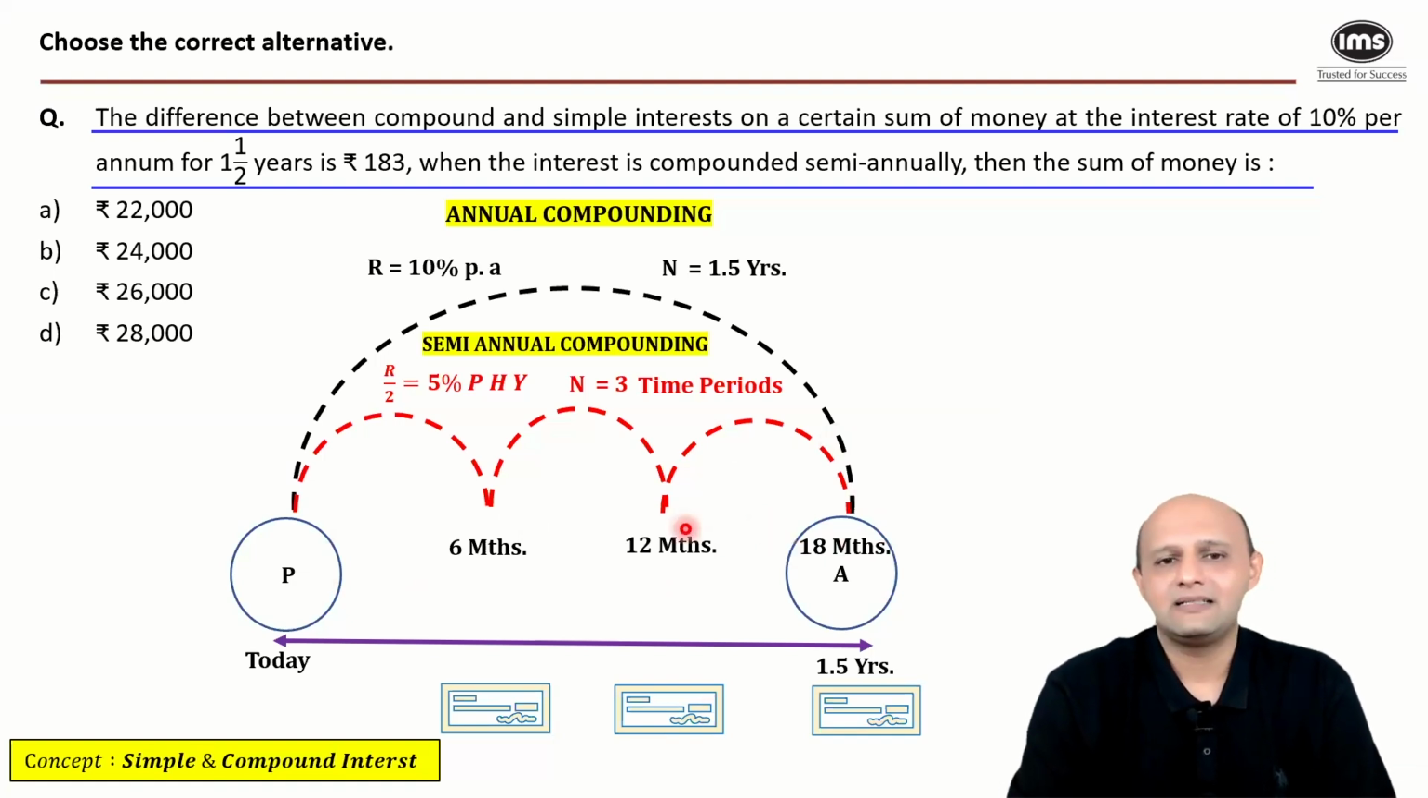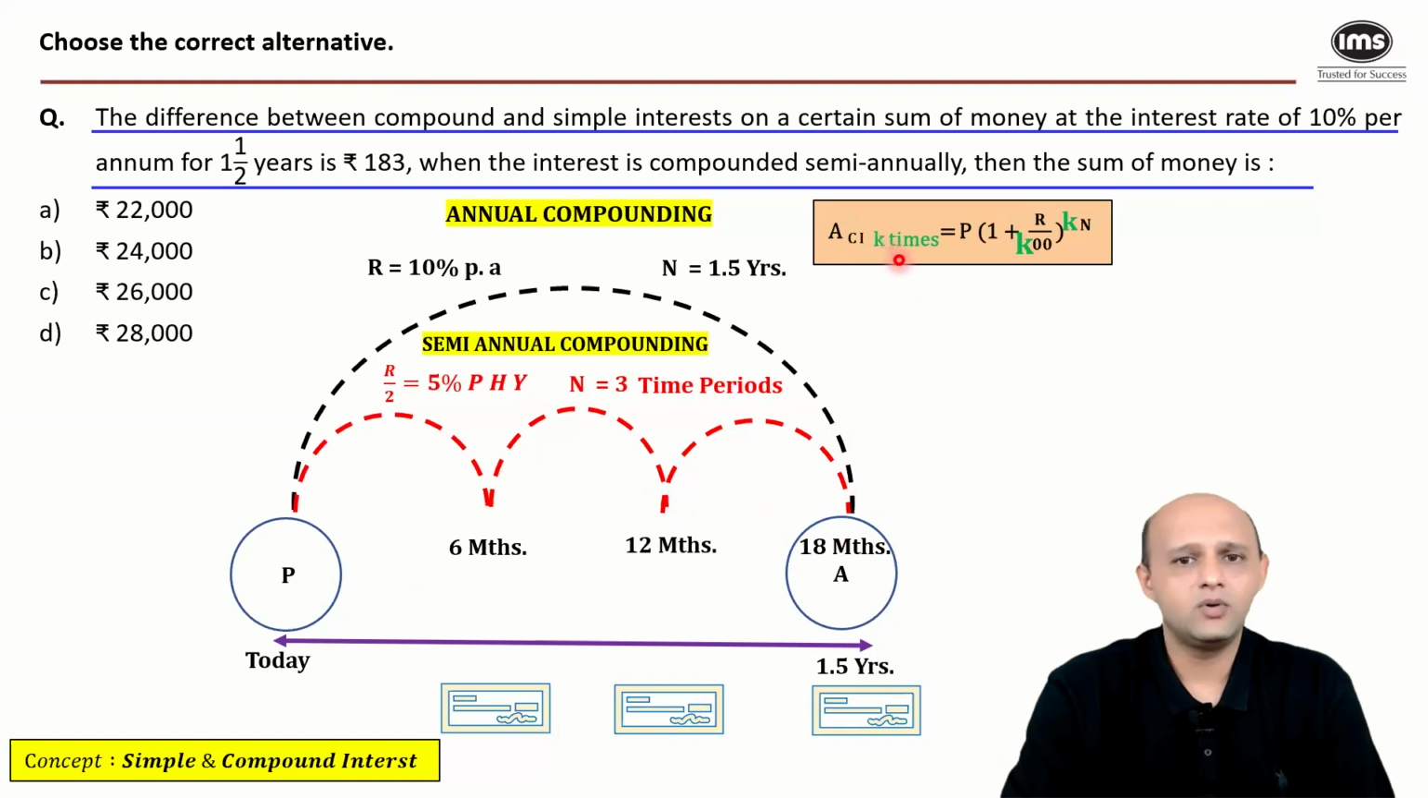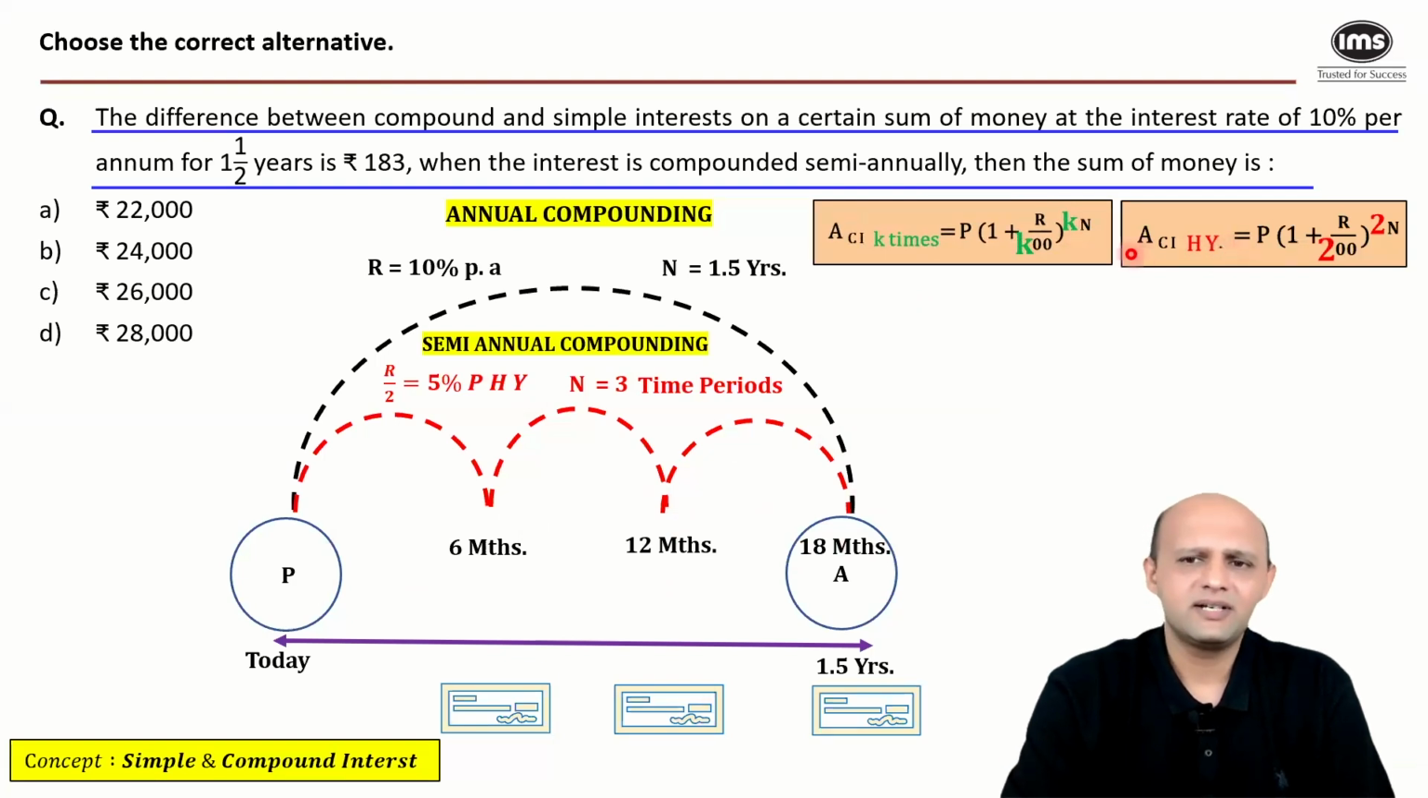Okay. Now, let us understand this in the context of semi-annual compounding. So basically, if you compound an amount k times, what would happen to the rate of interest? It would become R by k. And what would happen to the time period? It would become k times the original time period. So in context of semi-annual or half-yearly compounding, what would be the amount that is generated? It is going to be P into 1 plus R by 200, so R by 2, that is factored in, whole raised to 2n. So the time period becomes double. So 1.5 years now would become 3 time periods.